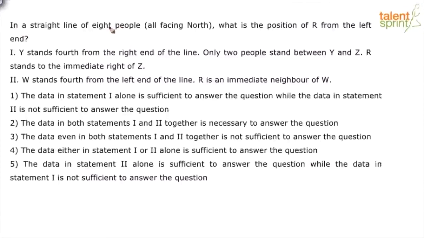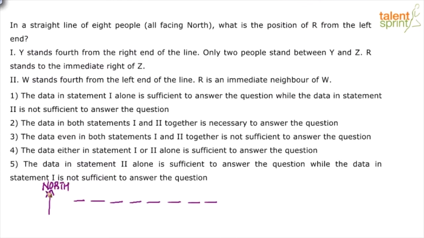In a straight line of 8 people all facing north, what is the position of R from the left end? So we're talking about a straight line of 8 people, all of them are facing north. We need to find out or locate the position of R from the left end. So 1, 2, 3, 4, 5, 6, 7, 8, right? These are the 8 positions. Remember, all the guys are facing north, which means left is left and right is right.